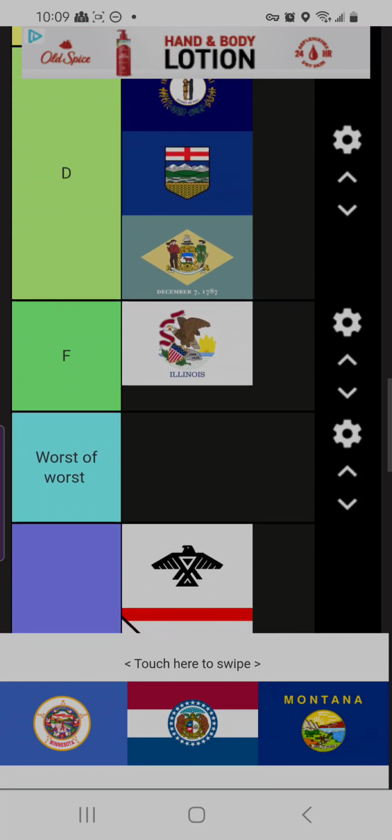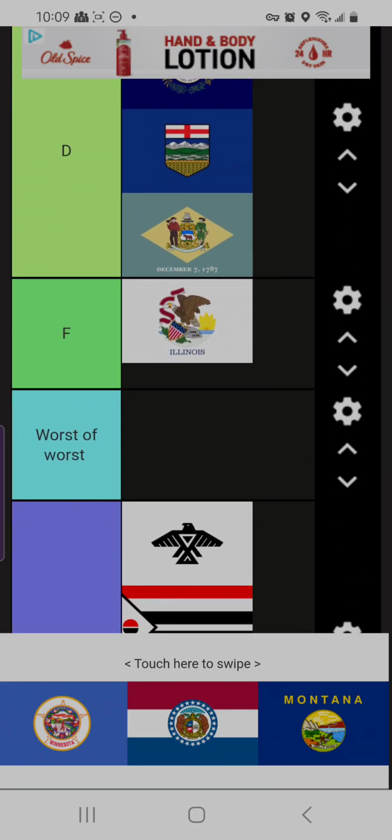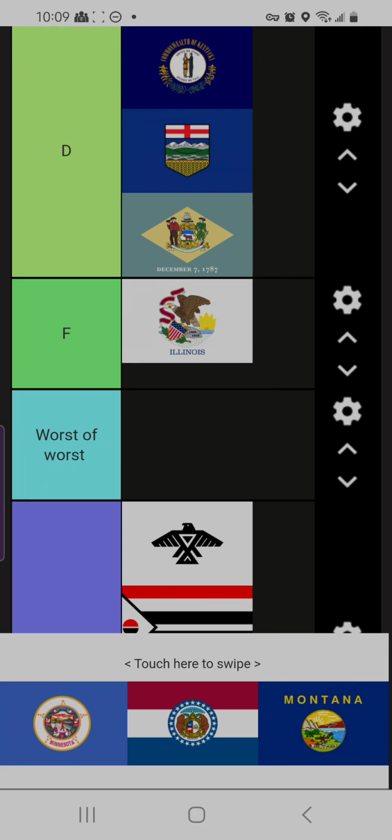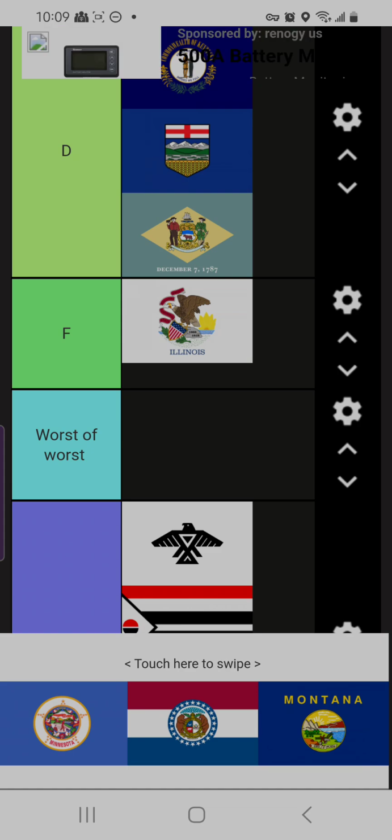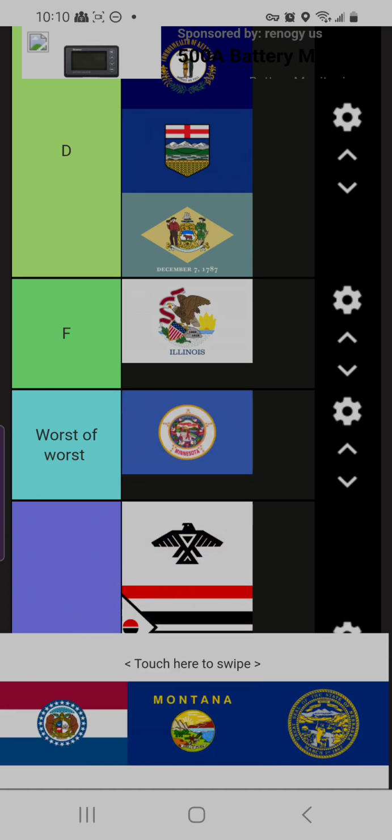Minnesota. Do I have to say more? I don't think they even use the seal anymore. They got rid of the seal because it was bad. It was so bad of a seal. They had to change it, and they didn't even change the flag to reflect the new seal. They just kept the same flag and left the old seal there. This is the worst of the worst.